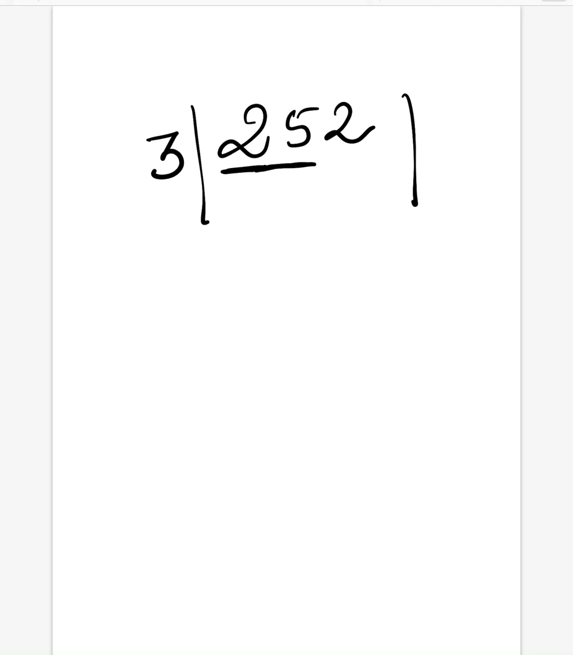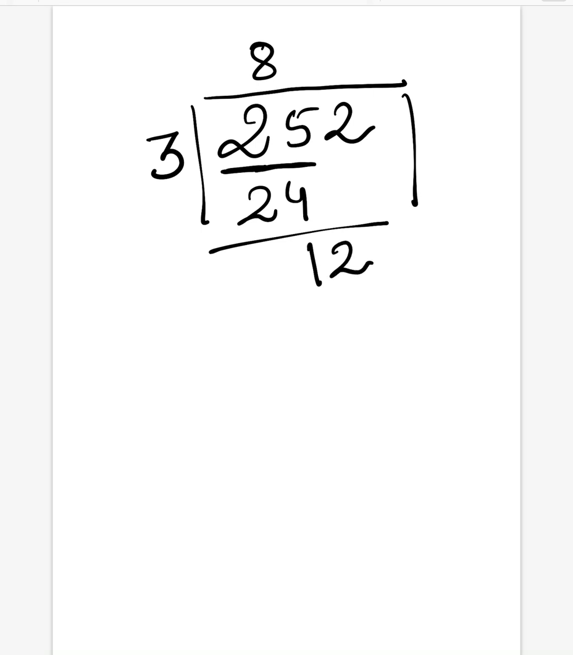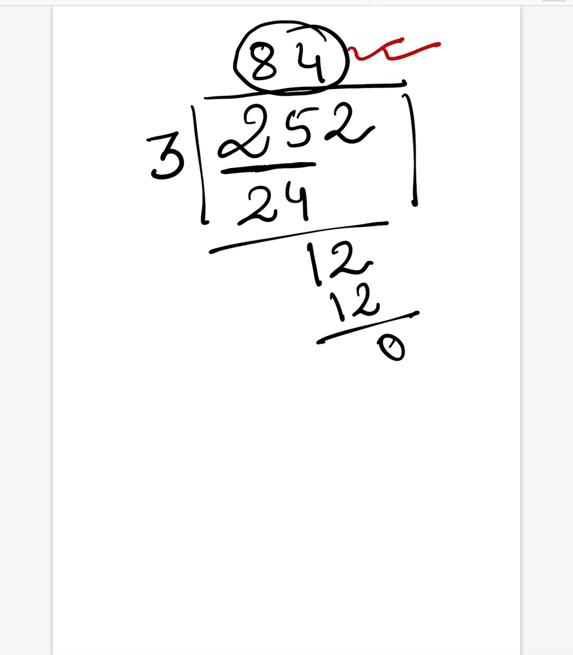Now, what is the multiplication table of 3? 3 ones are 3, 3 twos are 6, 3 threes are 9, 3 fours are 12, and so on up to 3 eights are 24. So 24 is there. Now we subtract this 24 from 25, so we get 1, and then the 2 comes down. Again the table of 3: 3 ones are 3, 3 twos are 6, 3 threes are 9, and 3 fours are 12. We will get a 0 here. So our quotient part is 84.